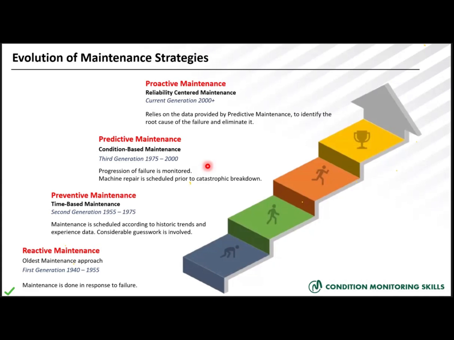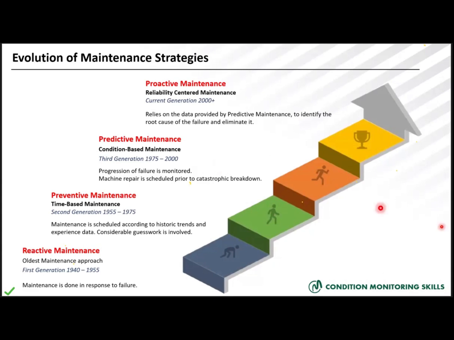So we can say predictive maintenance is condition-based maintenance. We are not going to replace anything, and we are not going to plan any corrective action before we check the condition of the machine, before we check the health of the machine. If the condition of the machine is bad, then we are going to plan a corrective maintenance action.